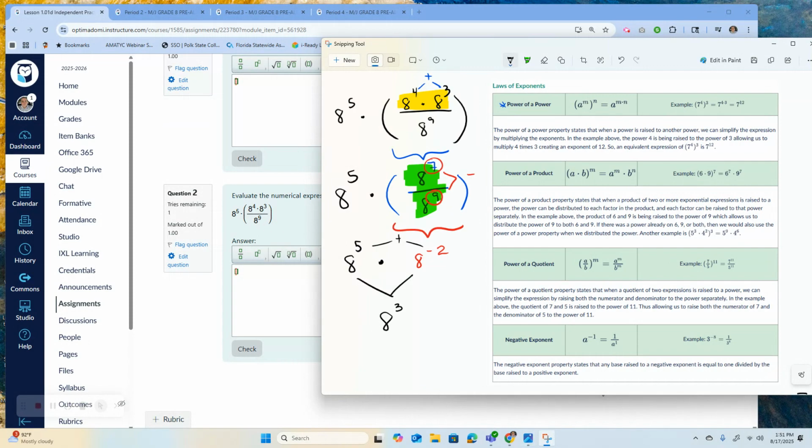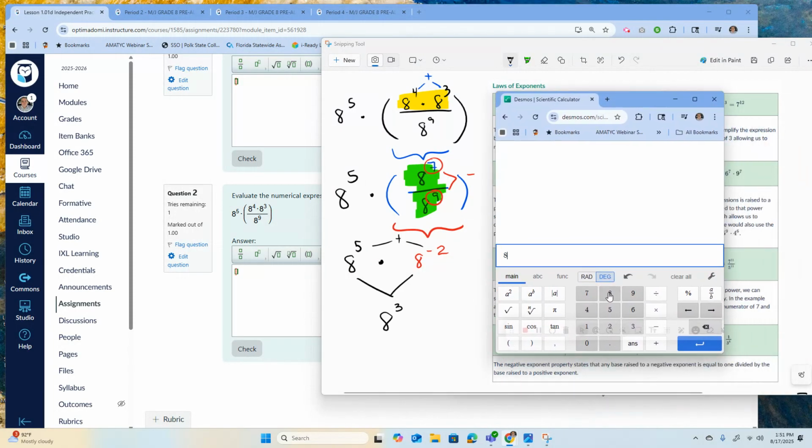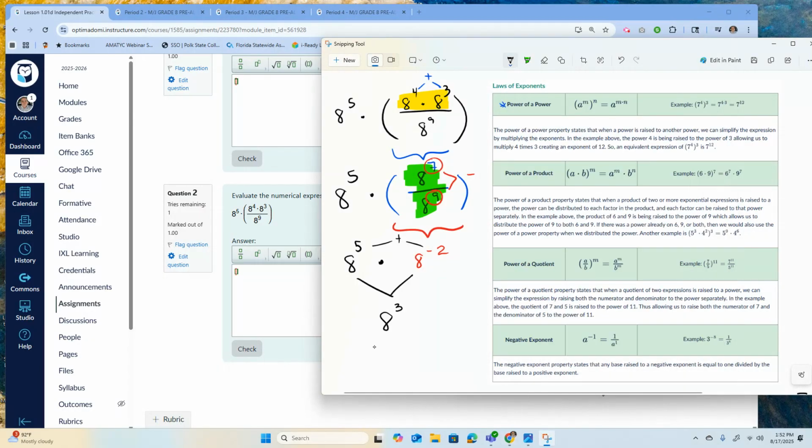Now, if they ask you to simplify more, which sometimes they're going to do, take your calculator and put in 8 to the 3rd power. See that button, this button right here is the exponent button. You can see this is 512. So this will be the final simplified answer. Okay? I hope this helps.